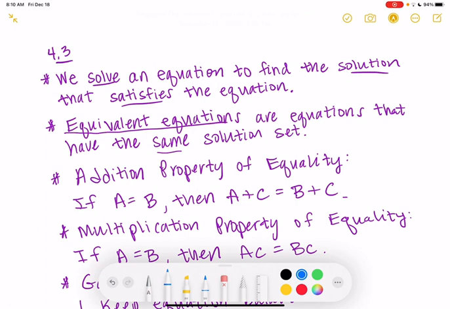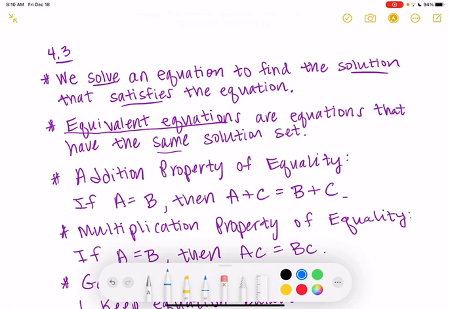So we have that we solve an equation to find the solution that satisfies the equation. So when we're solving equations, our final answer is going to be whatever that variable is equals something. So it's usually x equals something. So we aren't simplifying expressions anymore, we're solving equations. And equivalent means the same. Equivalent equations are equations that have the same solution set.